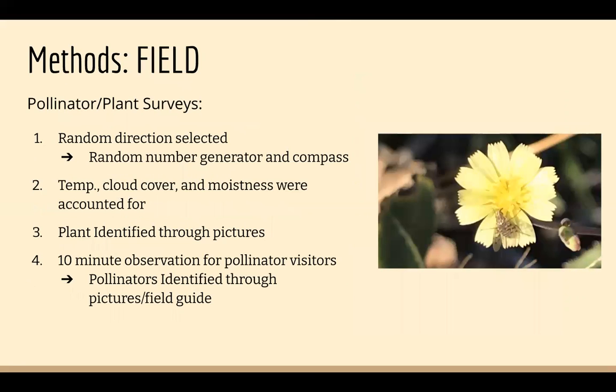After sites were designated, I conducted pollinator plant surveys. To do this, a random direction was selected through a random number generator, and this was applied to the compass. Temperature, cloud cover, and moistness were also accounted for. Plants were identified through pictures, and afterwards, 10-minute observations for pollinator visitors were conducted. Pollinators were identified through pictures and field guides.